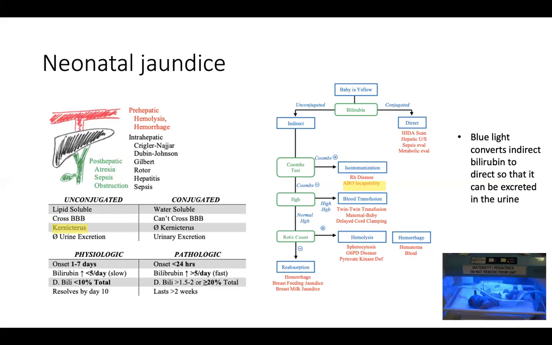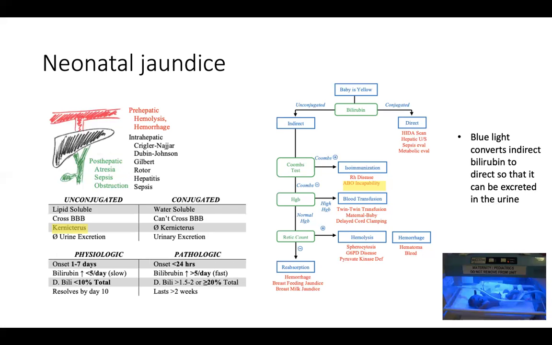So let's say that the Coombs test is negative, or our DAT is negative. Same thing. Then we look at hemoglobin. Was the baby a twin? Was there delayed cord clamping, which is a common practice? Do we have some reason that baby had to get a blood transfusion or something like that? If they have a high hemoglobin, then maybe it was due to a transfusion or getting too much blood. If it's normal, then we look at the reticulocytes.